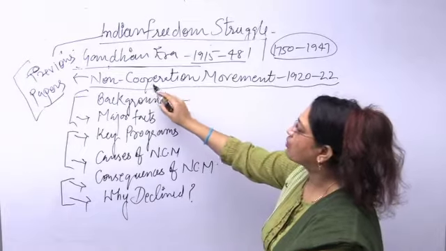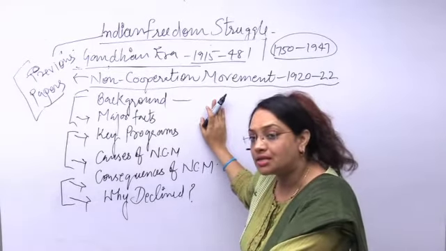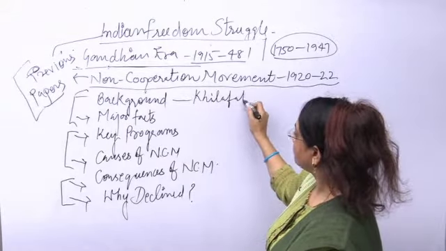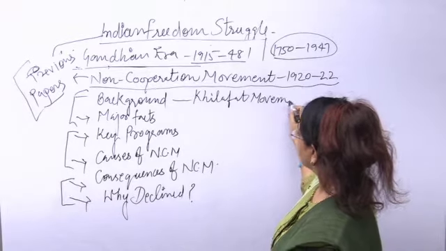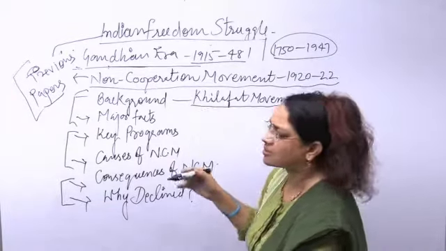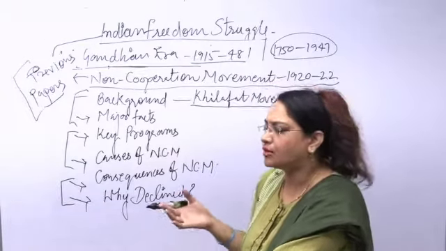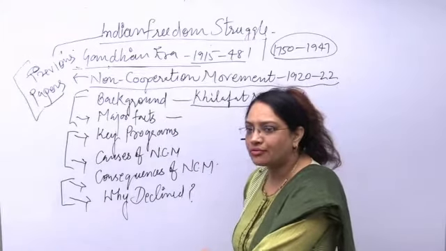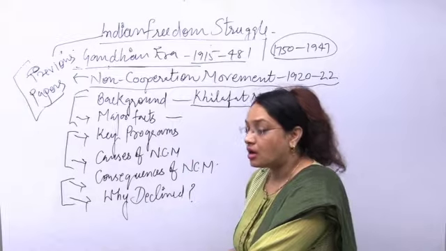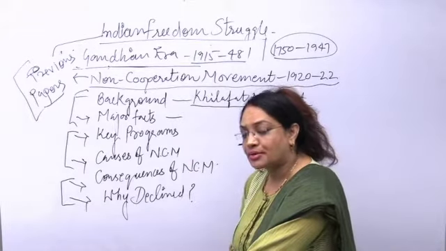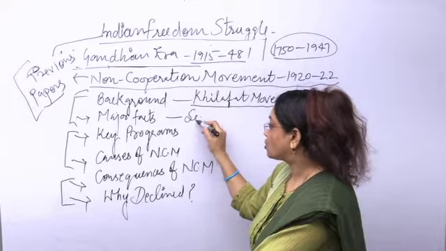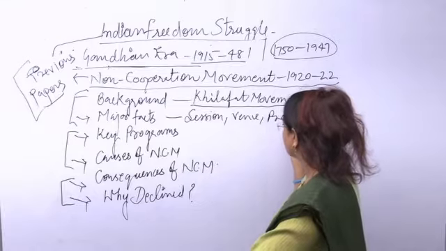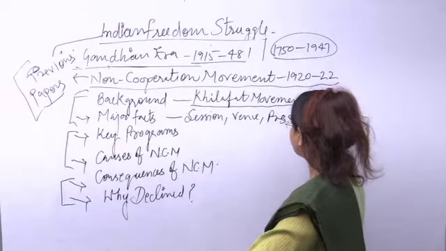The background of the non-cooperation movement lay in the Khilafat movement. So here we will read some important events or some views about the Khilafat movement. In the next part, we'll cover major facts. Major facts means in which session the non-cooperation movement was endorsed. So session, venue, who was president. All these things we will cover.